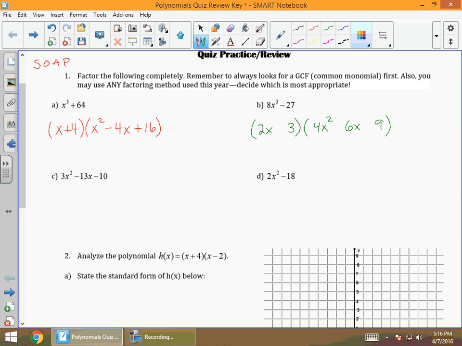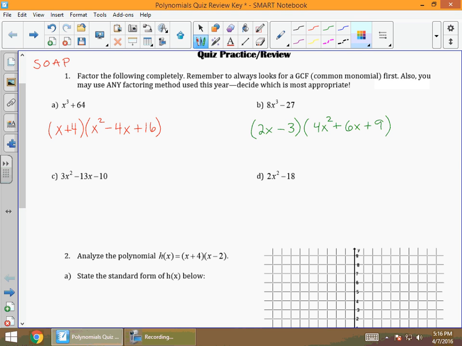Again, the signs will follow my acronym SOAP, meaning same. The problem has 8x cubed minus 27, so same would be a minus. Opposite is going to be a plus, and AP is always positive. So the factorization of 8x cubed minus 27 is the quantity 2x minus 3 times 4x squared plus 6x plus 9.